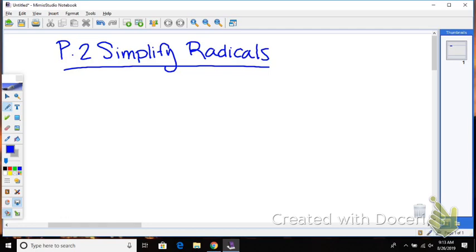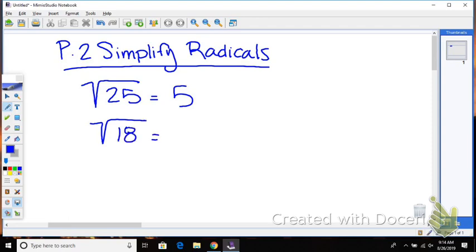Okay, here we go. Let's talk about radicals. The square root of 25 is what? 5. Technically plus or minus 5, but we're not getting technical today. Today we're just focusing on simplifying radicals. So this is what we call a perfect square, where you can take the square root of 25 and you just get 5. Okay? If I have the square root of 18, this is not a perfect square.